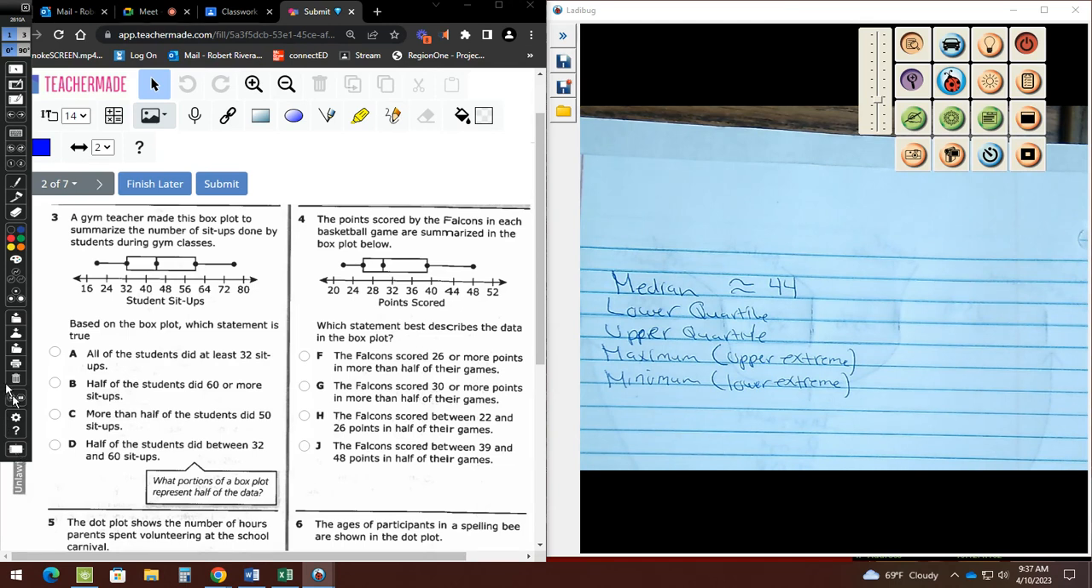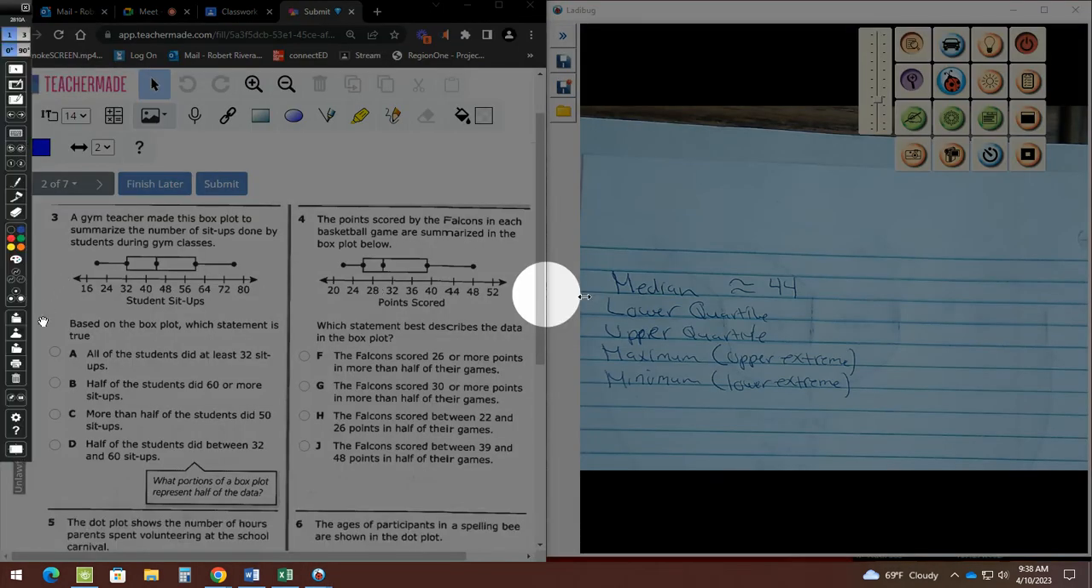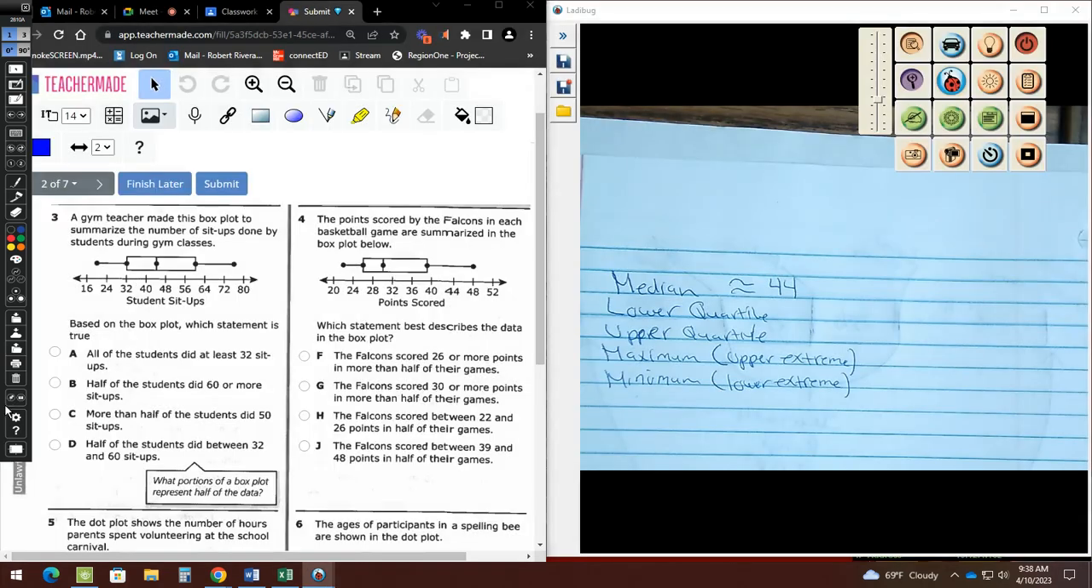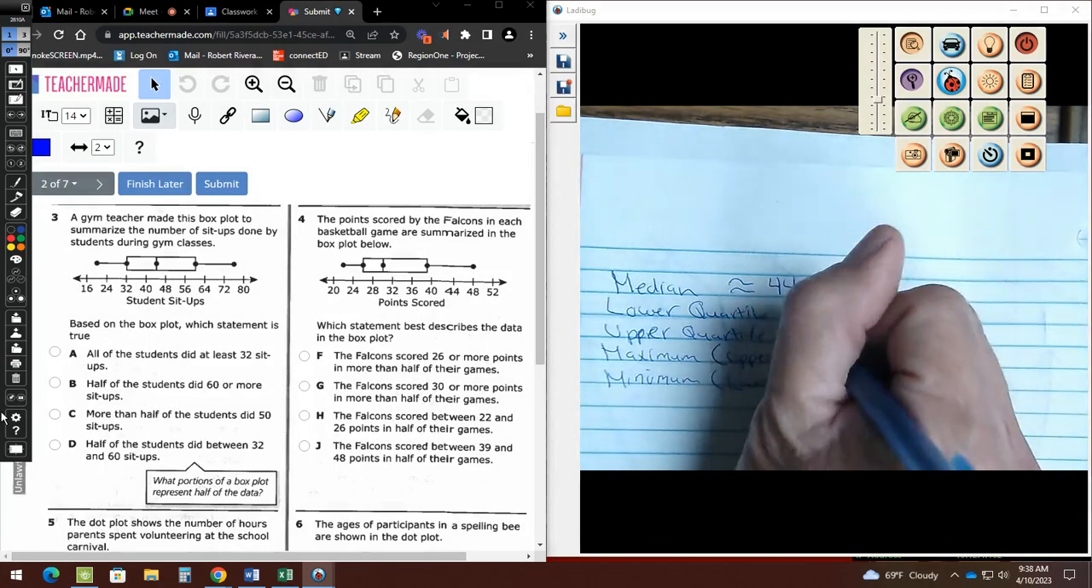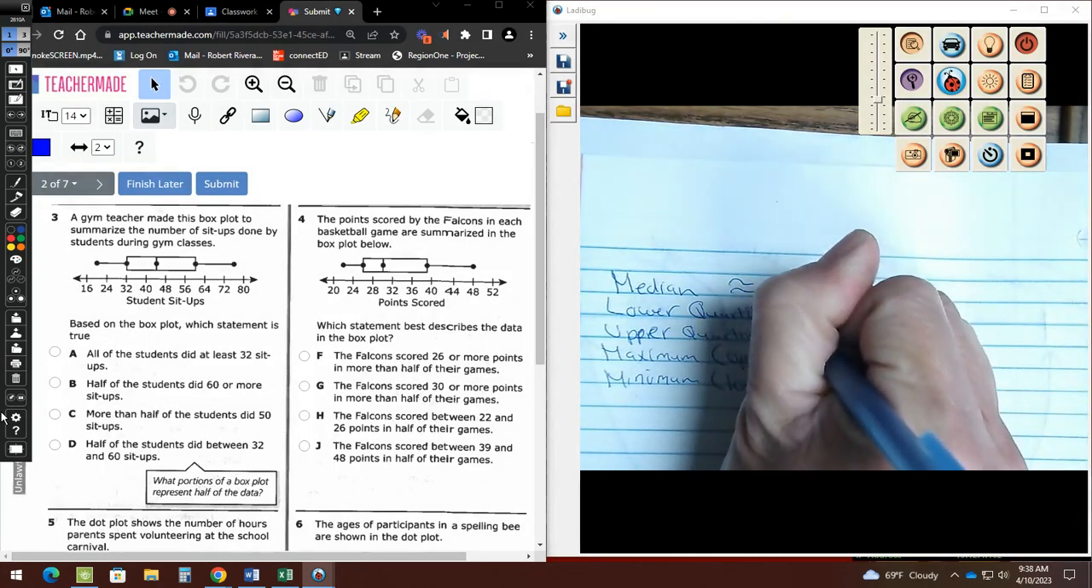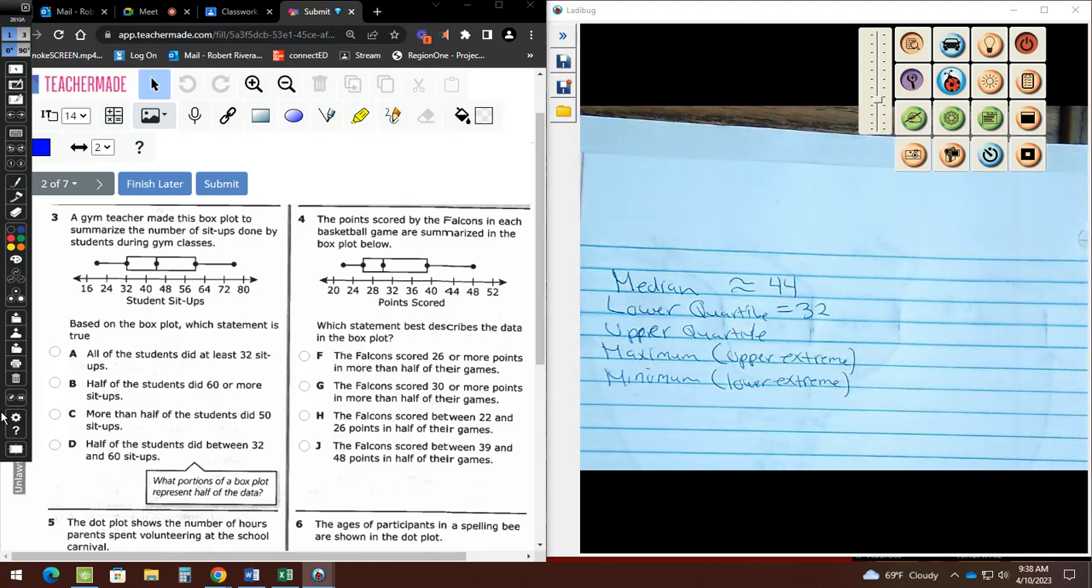Tell me when to stop with the lower quartile. The lower quartile, okay? Tell me when to stop. Here we go. That one? No. That one? Yes. Good job. So the lower quartile would be 32. That one gets an equal because it's exactly 32. Now I need to get the upper quartile. And that's your job, guys.